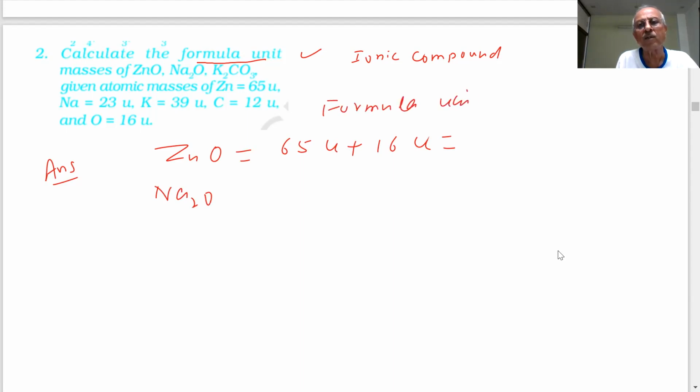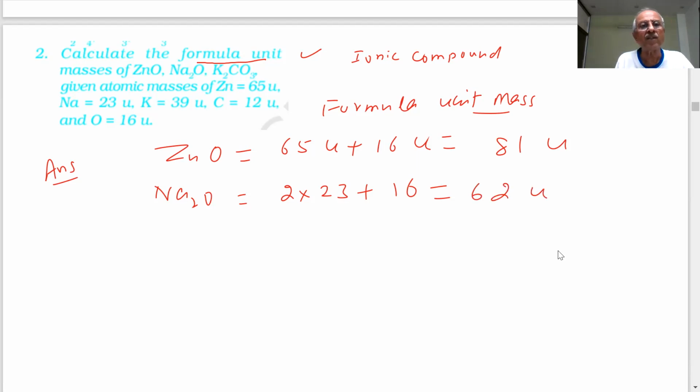Formula unit mass, top question number 2. Na2O: 2 into 23 plus 16. How much was this? 62 U. What else is there? K2CO3. Find the formula unit mass of K2CO3, students.